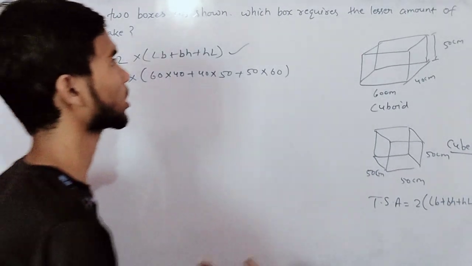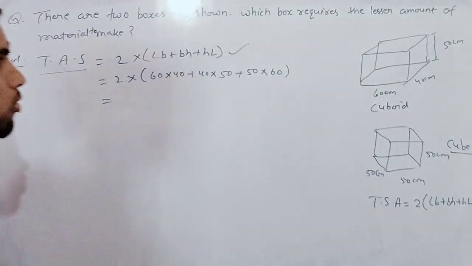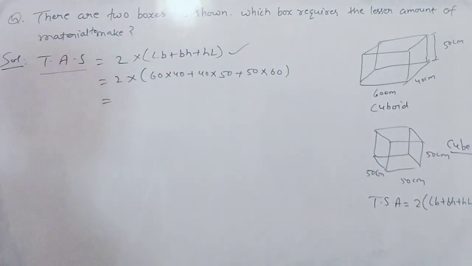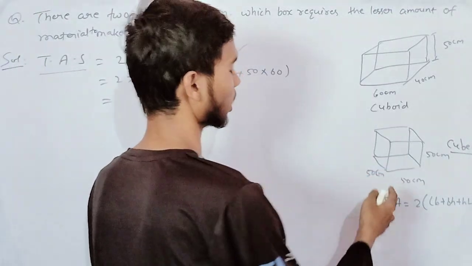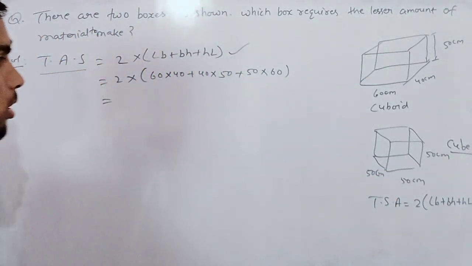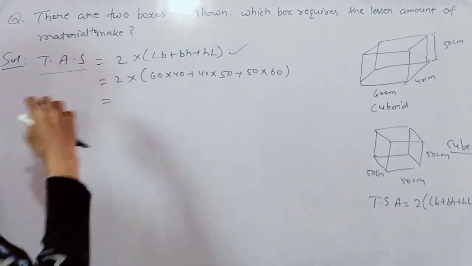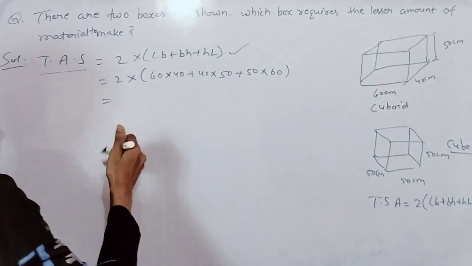We are not finding volume. Okay, we are not finding volume. Volume will be something else. I think it should be L multiplied by B multiplied by H. This is the volume of a cuboid, and the volume of a cube would be a cube. We are finding the total surface, not the inside amount.